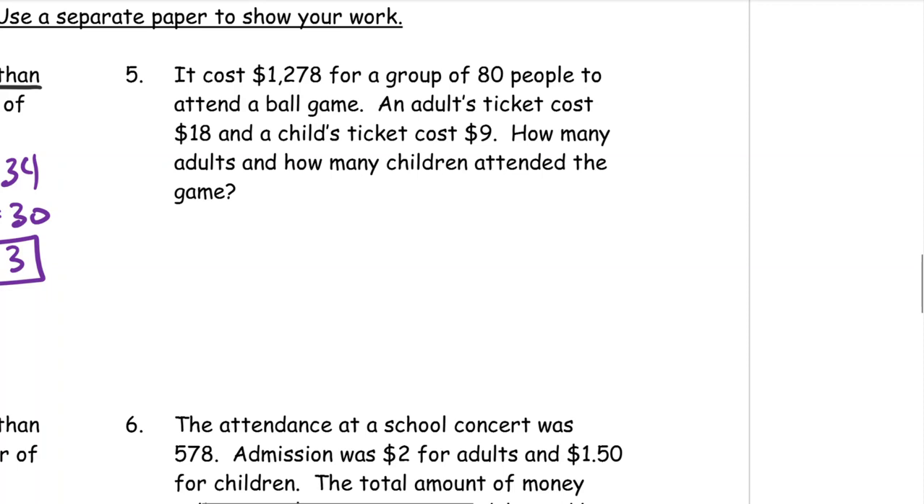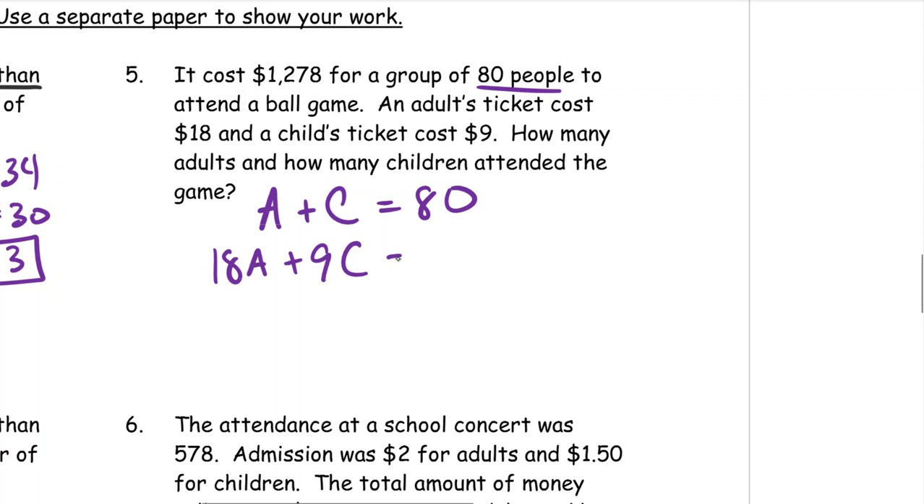Alright, so we've got adult plus child equals how many people? 80. Equals 80. An adult ticket is 18, so 18 times adult plus $9 times the child costs us $1,278. So there's how we set it up, and then we could use any method we want to solve it.